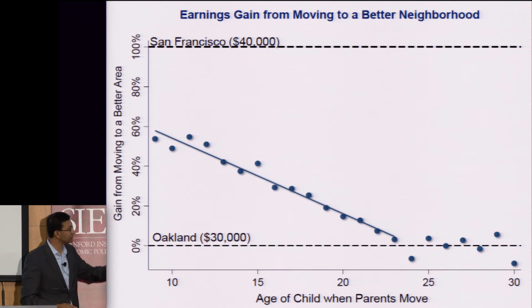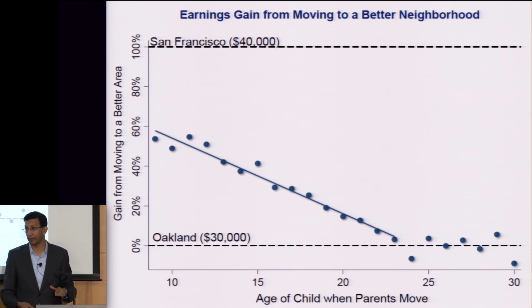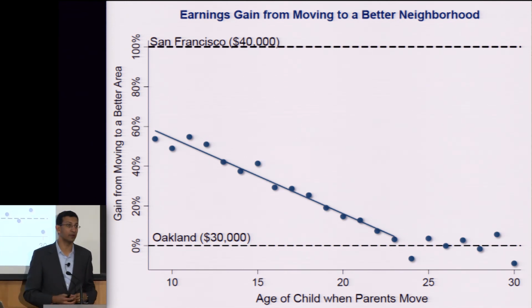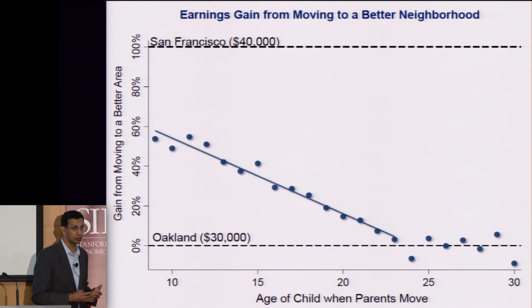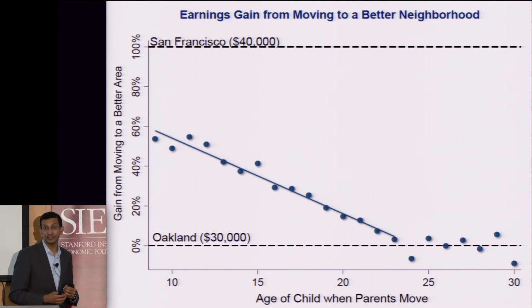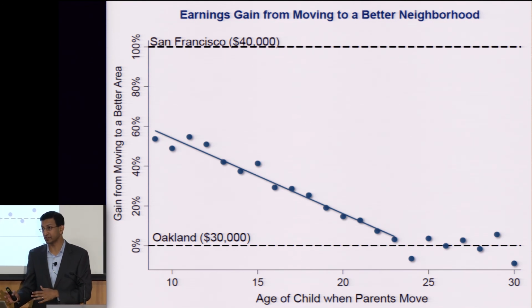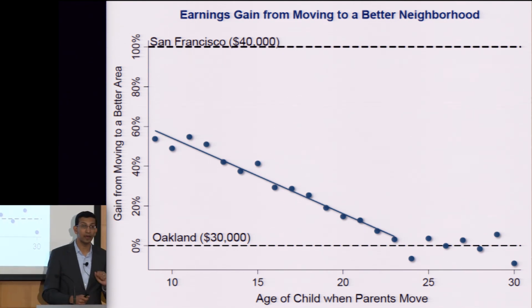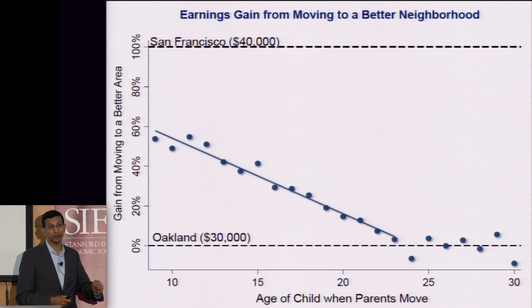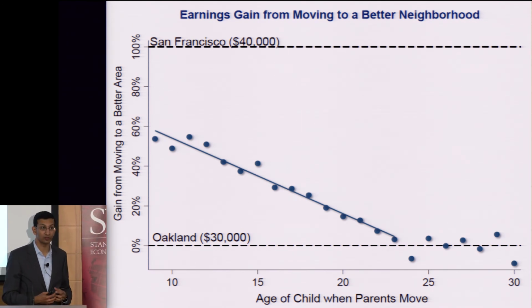And if you move after you're 21 or 22, there's absolutely no further impact. So what do you learn from this chart? I think there are 3 important takeaways. First, it appears that place matters. It's not just that the children who live in Oakland are different from the children who live in San Francisco. Apparently, if you take a given child and move that child from Oakland to San Francisco, you see real measurable differences in that child's long-term outcomes.